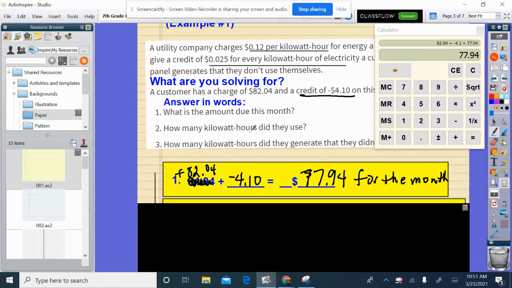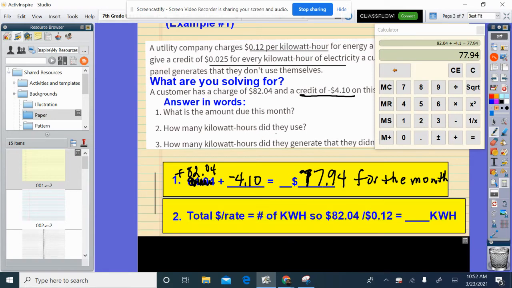Number 2, how many kilowatt hours did they use? And notice I use words because this is a word problem, and I don't want you just writing down $77.94. I want to see you answering the question in words. How many kilowatt hours did they use?